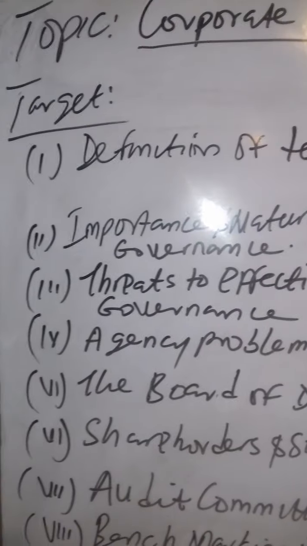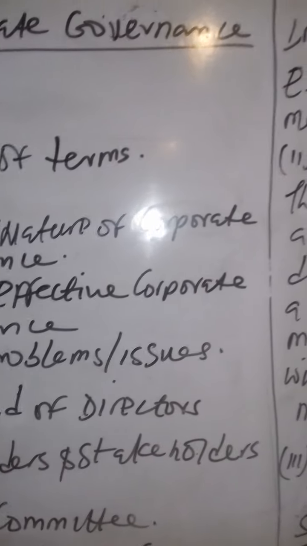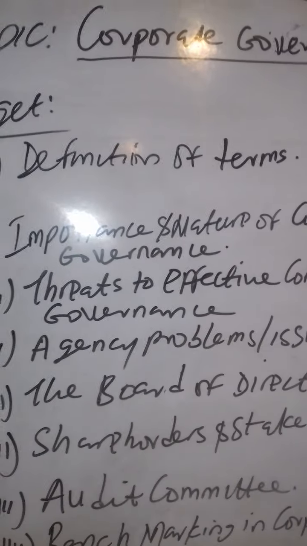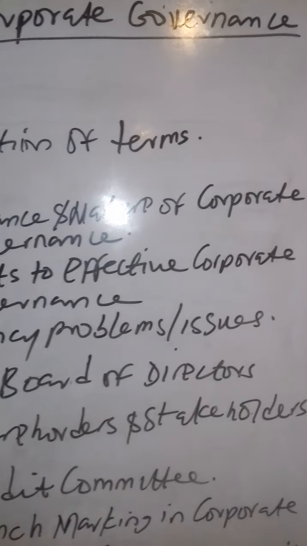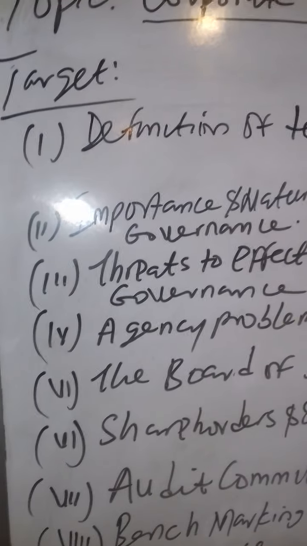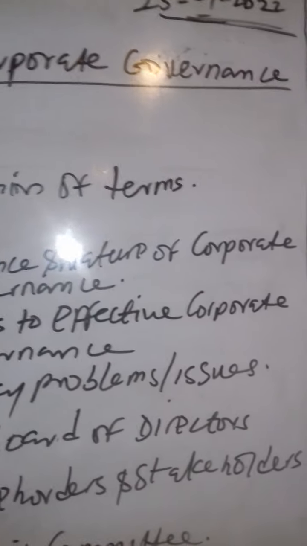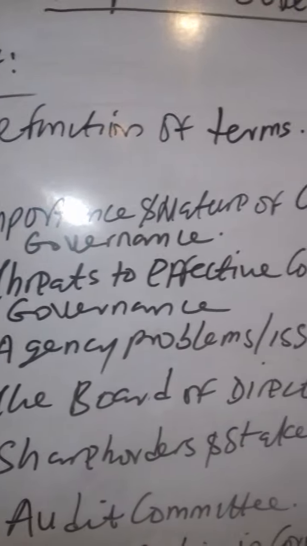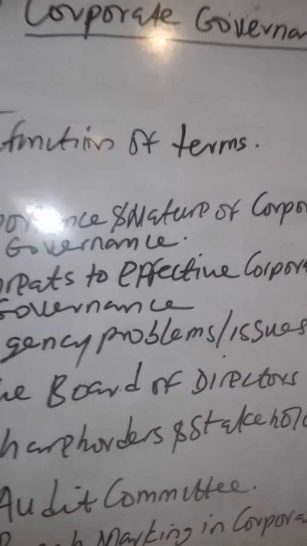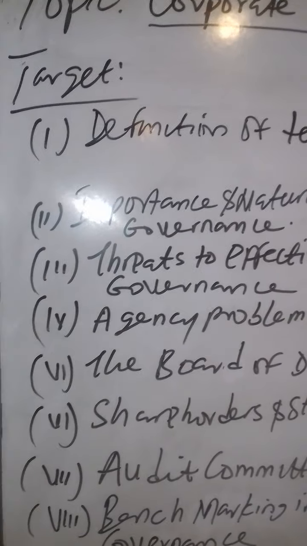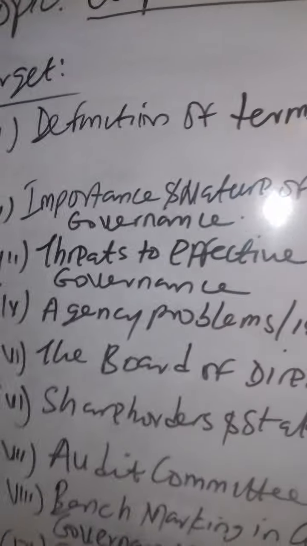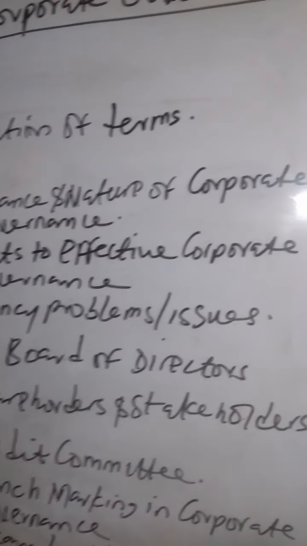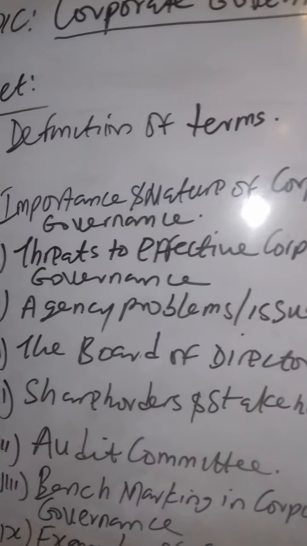Let's look at our target. We're looking at the definition of corporate governance, and then we'll also look at the important concepts and nature of corporate governance. Another word for nature is, why do we need to learn corporate governance, or do we need to practice corporate governance? Next is threats to effective corporate governance. What are they? Another is agency issues. We're going to look at what agency issues are and how we can put an end to them.